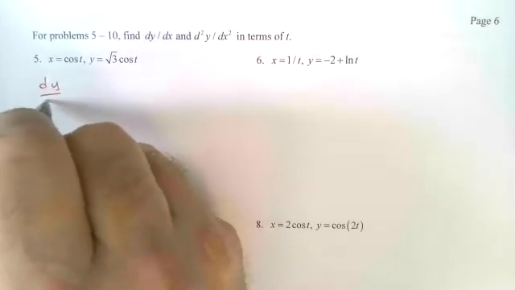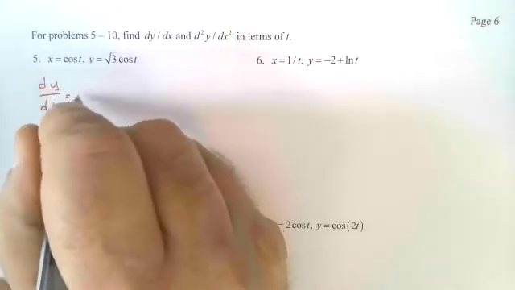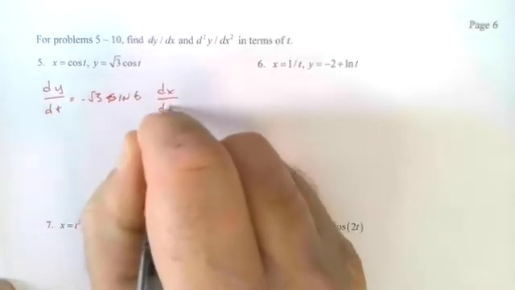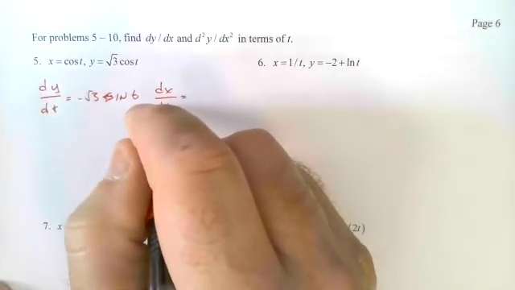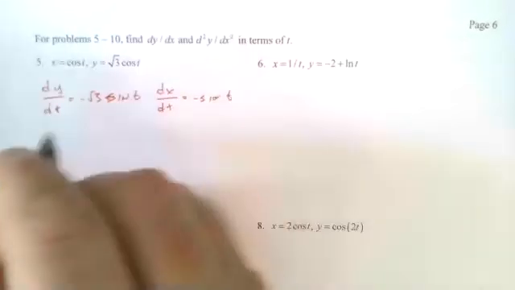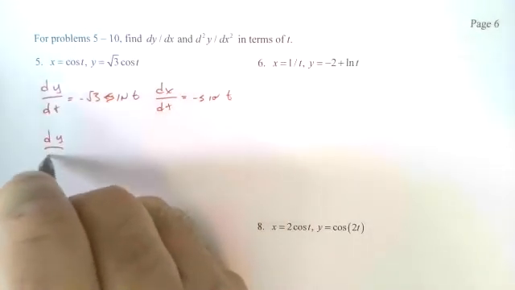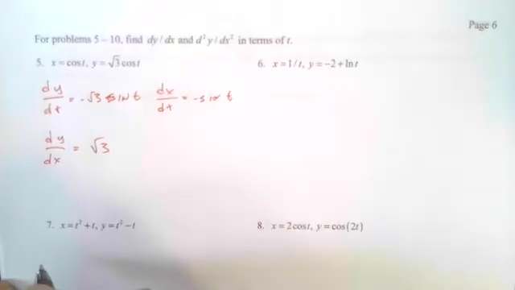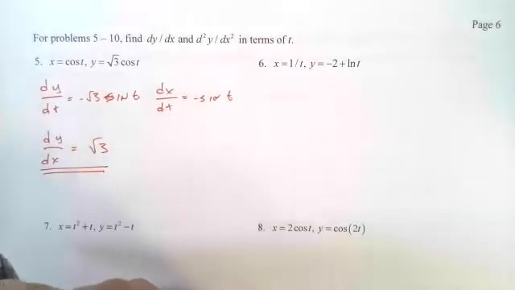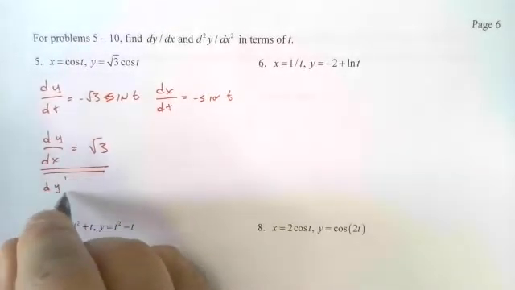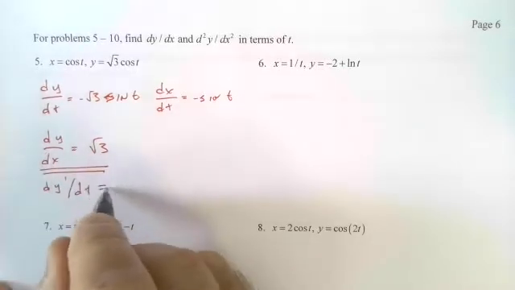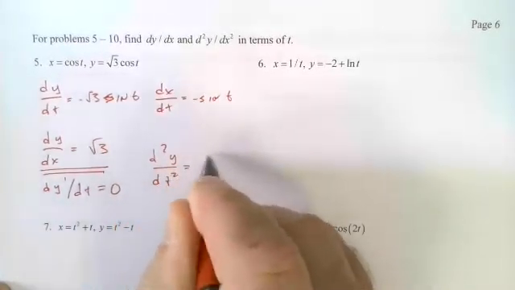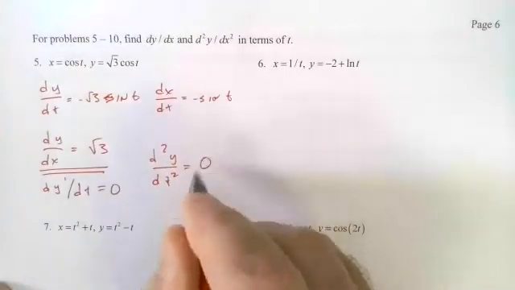For no particular reason, I'm going to do dy/dt first. And that equals negative root 3 sine of t. dx/dt equals negative sine of t. dy/dx equals, signs cancel out, negatives cancel out, root 3. d/dt of y prime, remember, that's the derivative of this with respect to t, is 0. Therefore, d squared y over dt squared is 0 over negative sine of t, is 0.